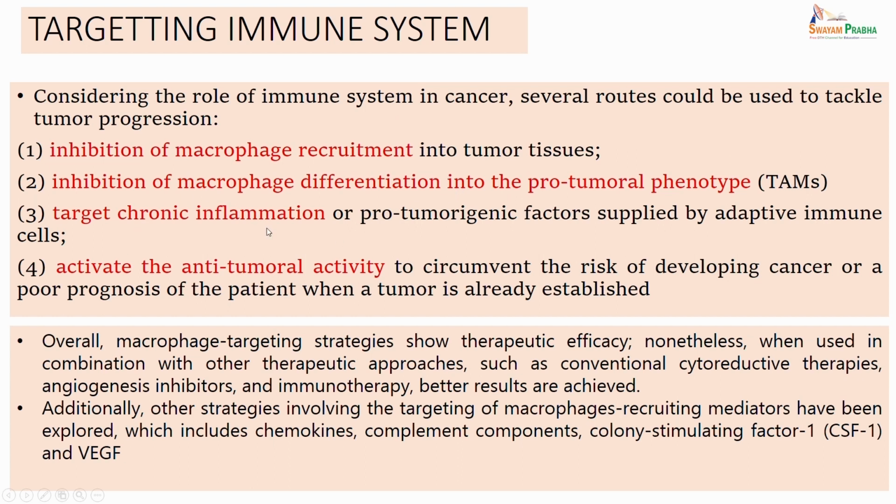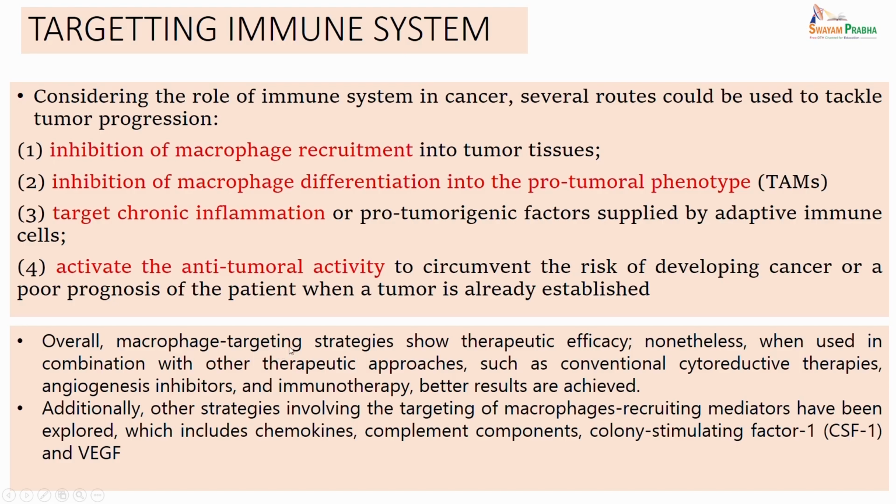And then targeting the chronic inflammation or the pro-tumorigenic factors which are supplied by adaptive immune cells. So one needs to target the inflammation. The fourth aspect is activating the anti-tumoral activity. We have to activate this particular aspect within a tumor to circumvent the risk of developing cancer or a poor prognosis of the patient when a tumor is already established, and this is exactly what we are doing in immunotherapy.